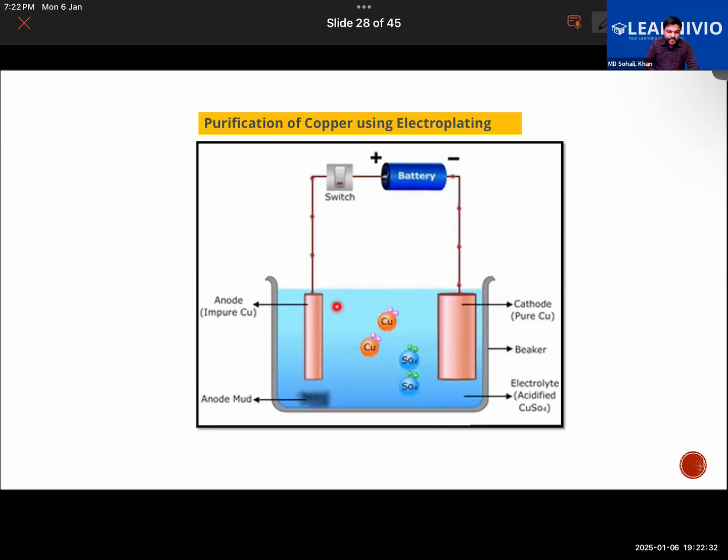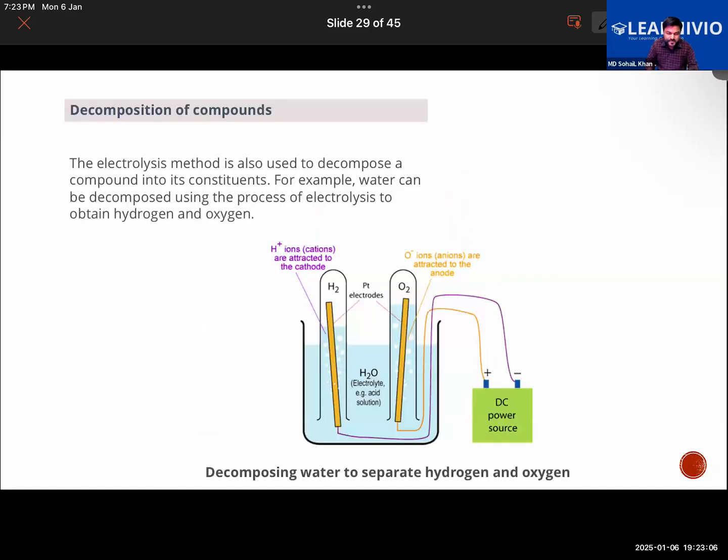What is happening here? The copper from the impure rod is dissolving into the electrolyte, so slowly it is becoming thinner and thinner. And since coppers are cations, positive ions, they will be getting attracted towards the cathode, which is negative. And notice how the cathode becomes thicker and thicker. The impurities many times remain suspended in the electrolyte, and many times settle down beneath the anode and are called anode mud. That is how it is done.